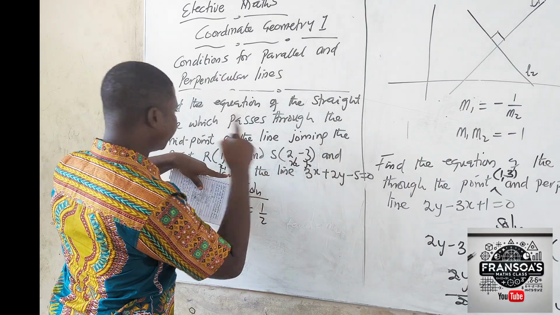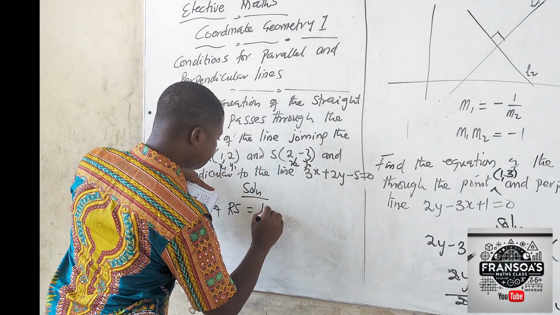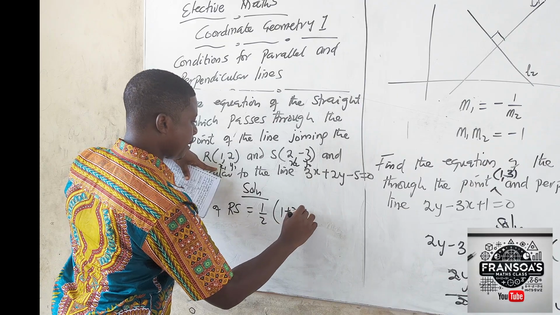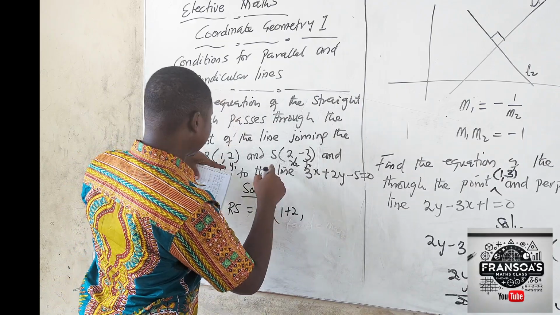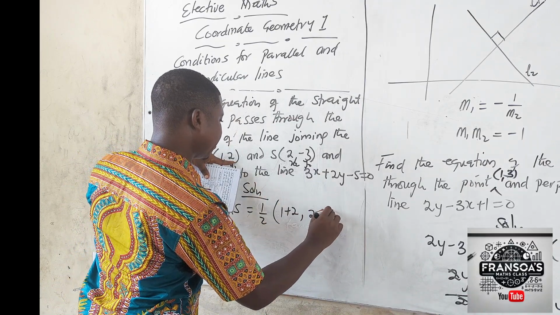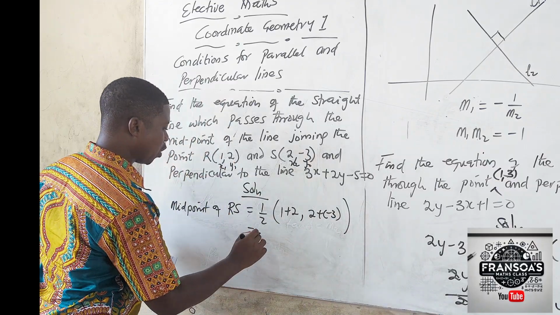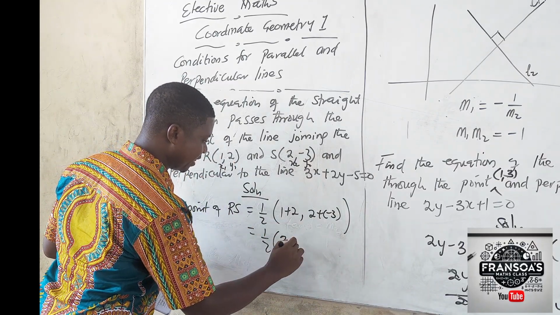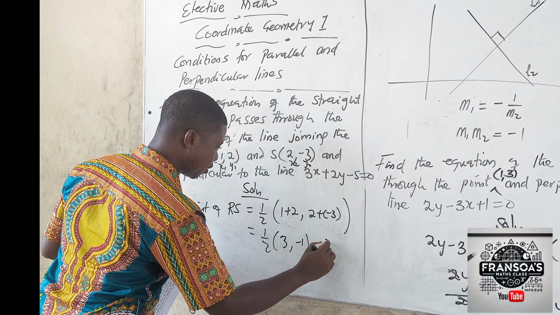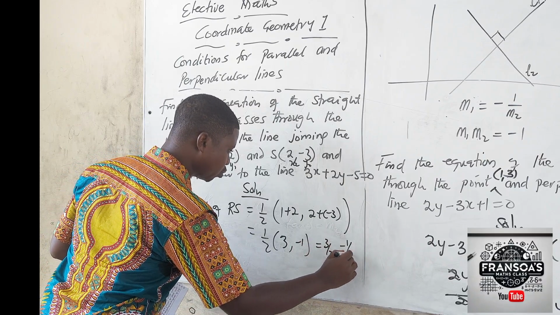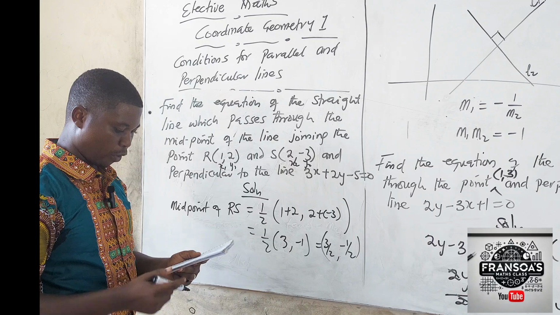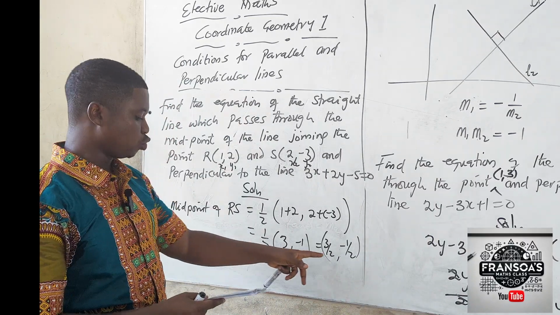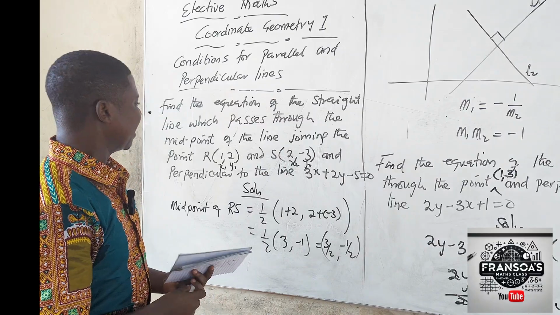So with this, we have half of x1, which is 1, plus x2, 2. Then y1, 2, plus negative 3. So half of this one will give us 3, then half of negative 1. So we are having 3 on 2, negative 1 on 2. And this will be the point that we are going to use for the question: 3 on 2 and negative half.